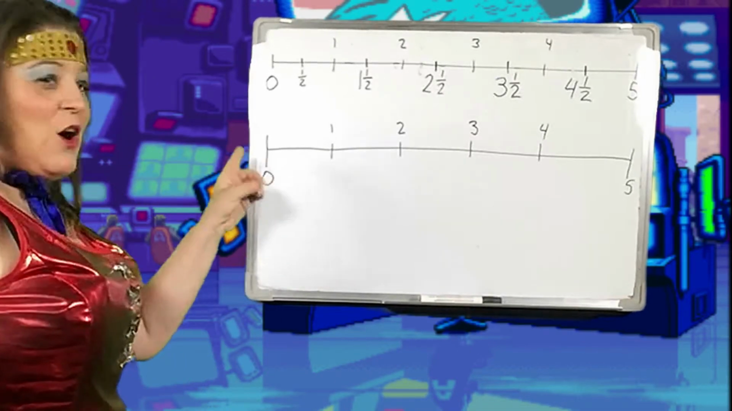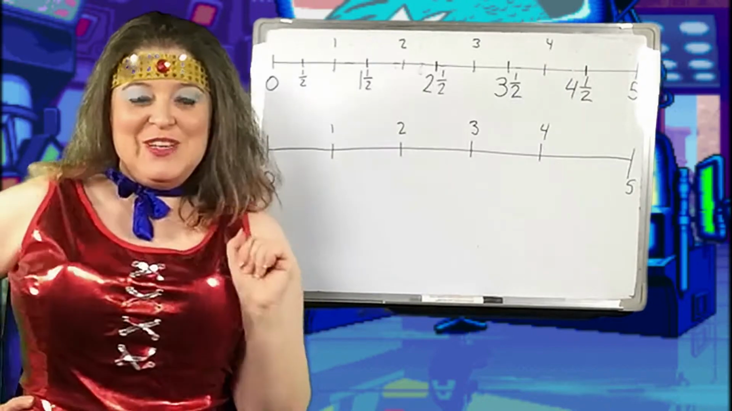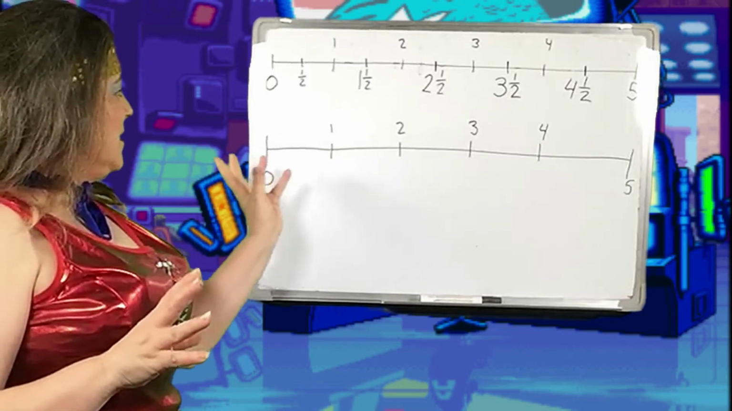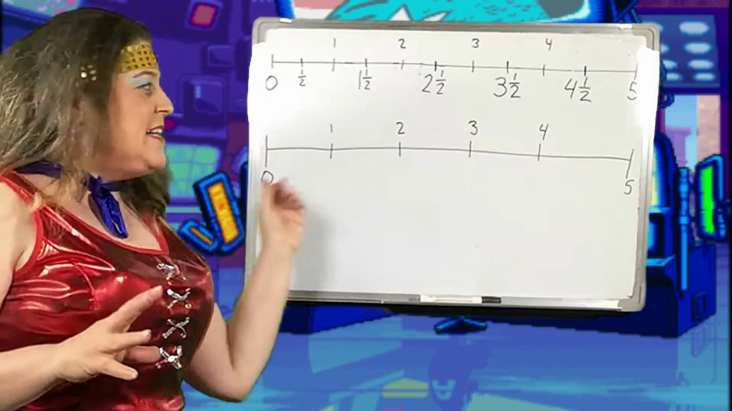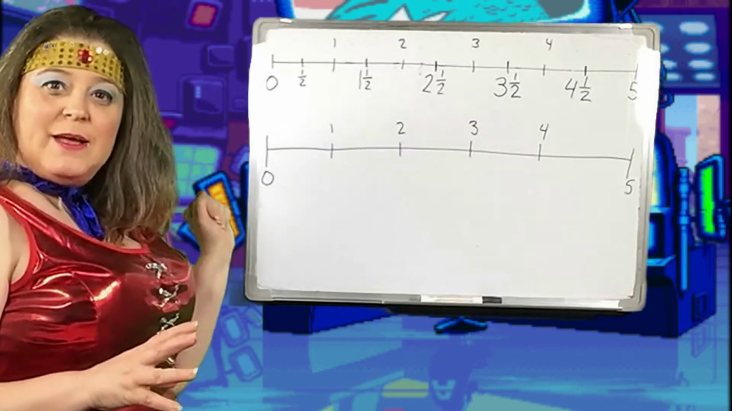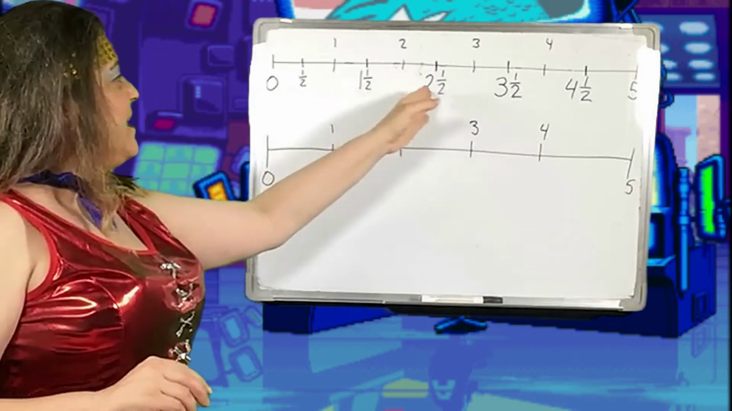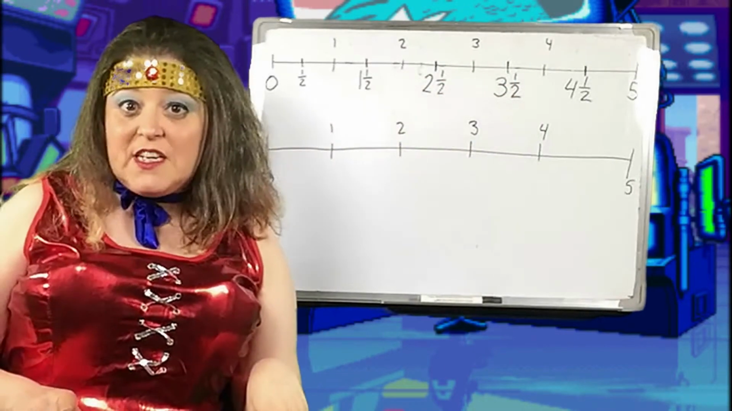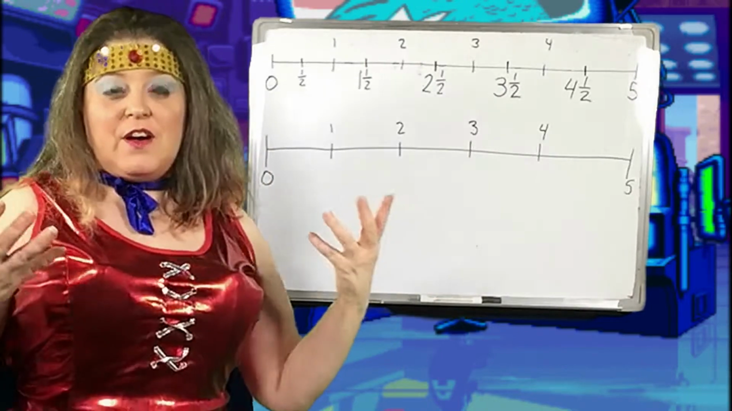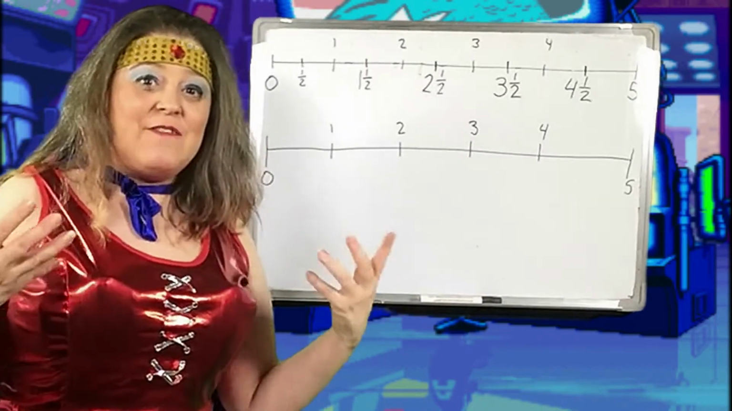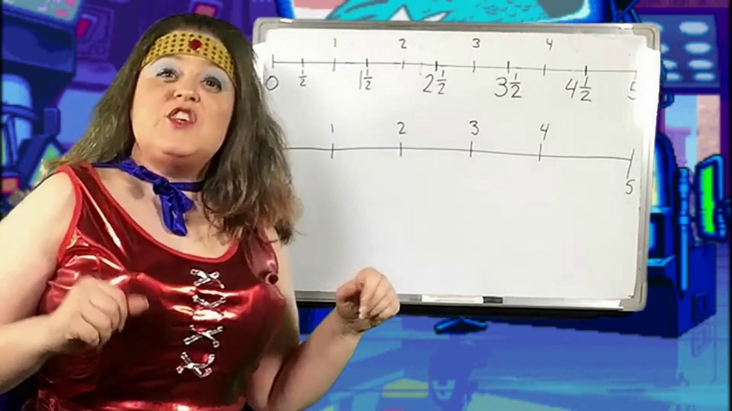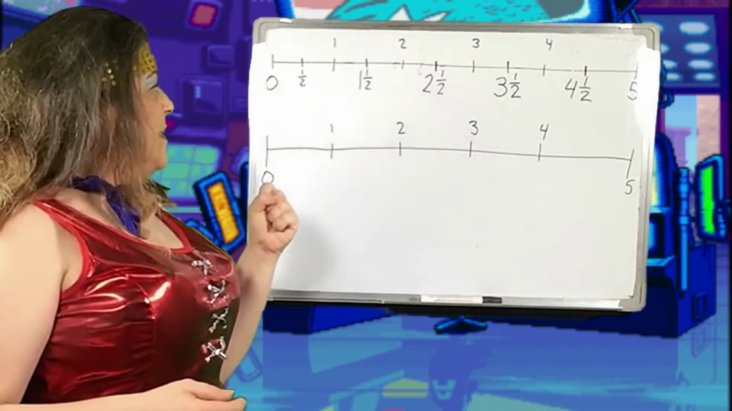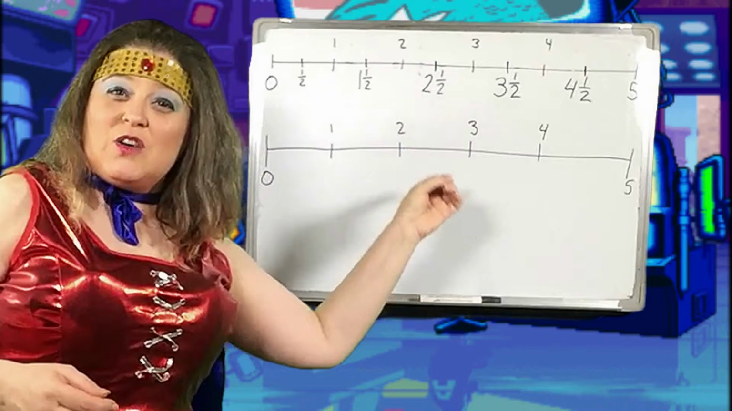Okay. So, now what I want you to do is to think of a number that goes on this number line somewhere. Okay? It's going to be like some of these, 1.5, 3.5, but you're not going to use halves. You're going to use some of the other fractions that we have learned about. Okay? So you're going to think of a number and a fraction, and you're going to figure out where it belongs on the number line.